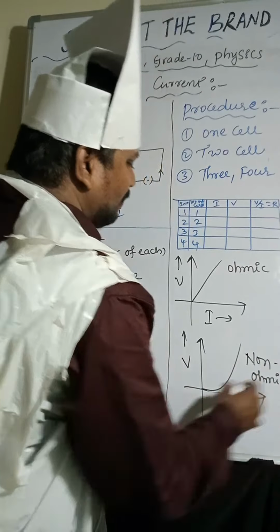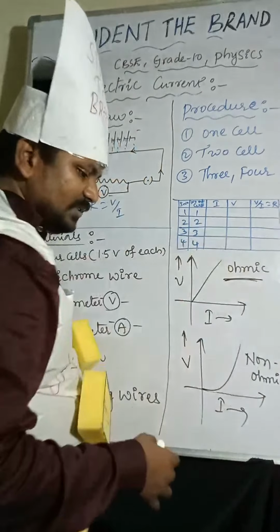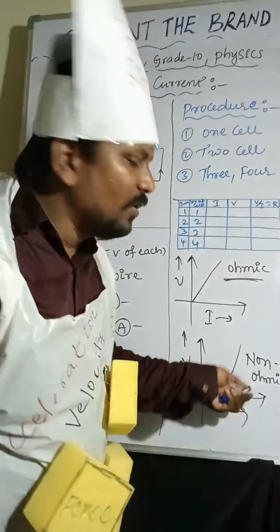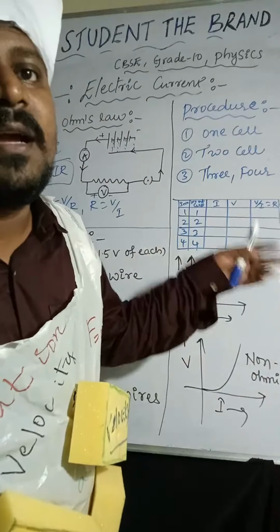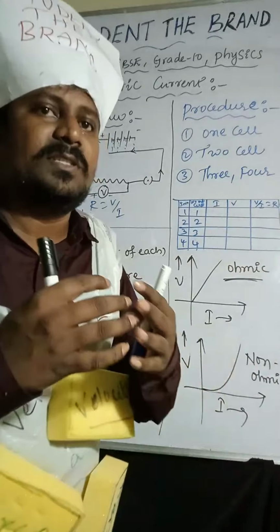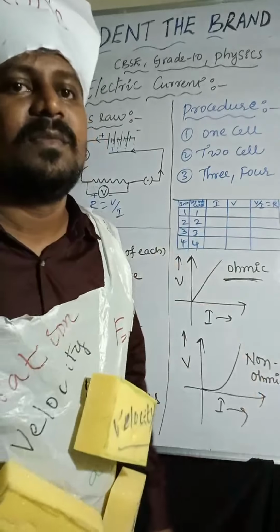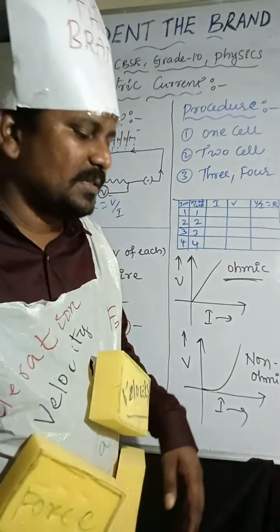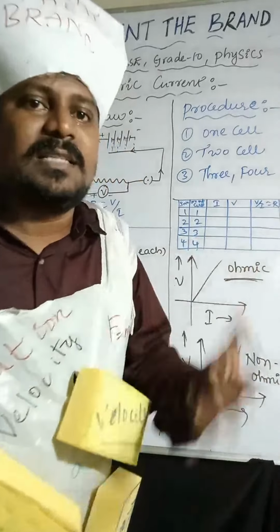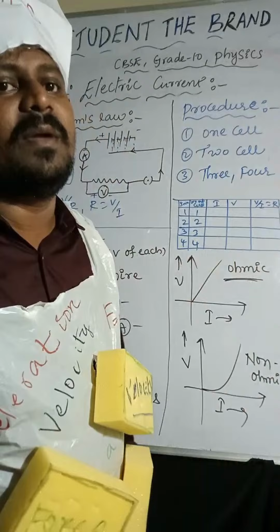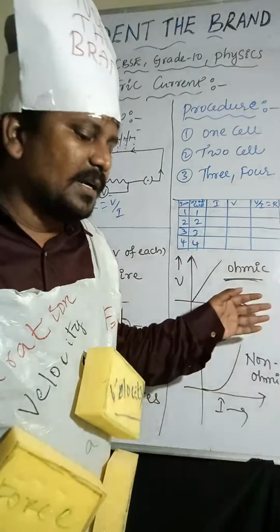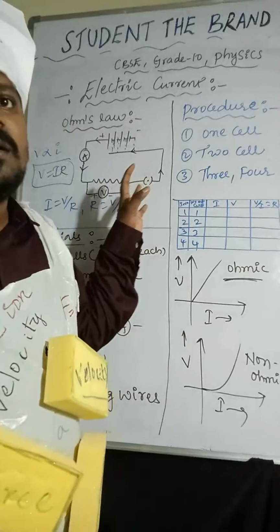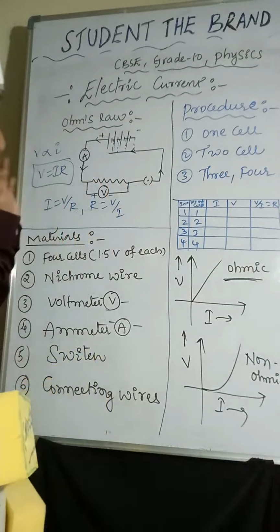Sir, what do you mean by ohmic conductors and non-ohmic conductors? Ohmic conductors are the substances which obey Ohm's law. The substances which do not obey Ohm's law are called non-ohmic conductors. I hope it is very clear. So this is a clear idea of Ohm's law.